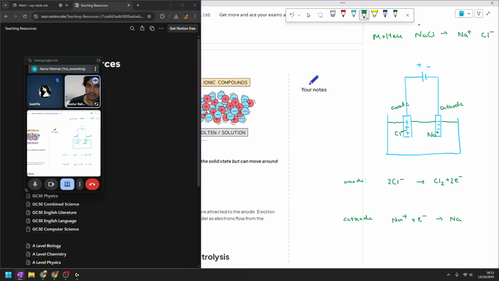So that's what's happening. At the anode, you're making chlorine gas, so you'll see bubbles of chlorine gas coming off. And at the cathode, you're making sodium metal. Over time, you'll start to see sodium building up around the cathode, like a metal forming around the cathode.